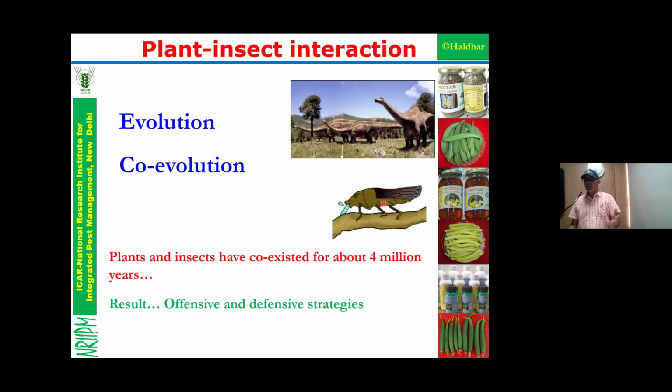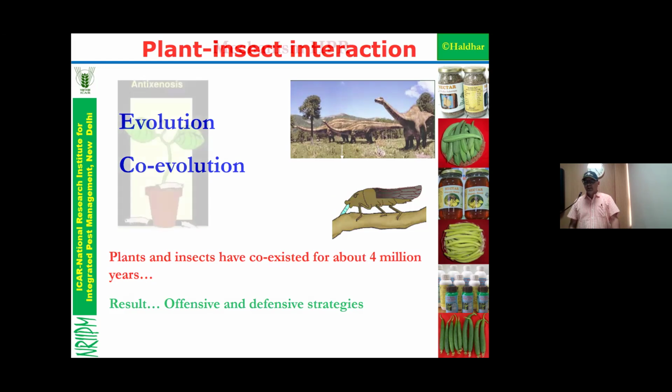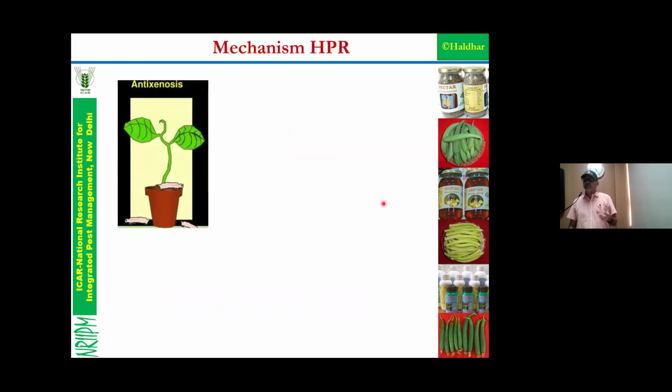If we come to the interaction, insects and plants have existed for millions of years, and sometimes offensive, sometimes defensive work is done by both plant and insect. And what types of mechanisms are found in plants? First is antixenosis, meaning some specific character found on the plant, like morphological characters, such as trichomes. If a line or genotype has more hairiness, it is also resistant to insect pests or diseases. So this is also a very important mechanism.